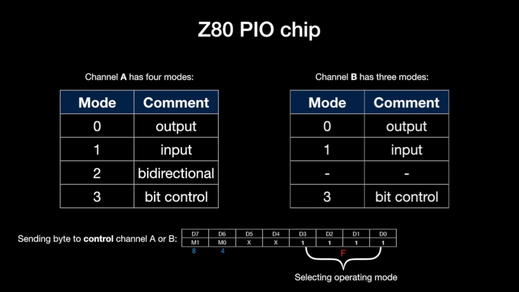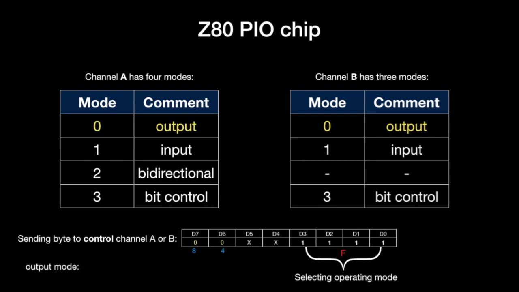Choosing the mode is done over the selecting operating mode byte. The 4 lowest bits must be 1. We don't care about the value in D4 and D5. And with the 2 bits D7 and D6, we select the desired mode. 2 bits can handle 4 values from 0 to 3.